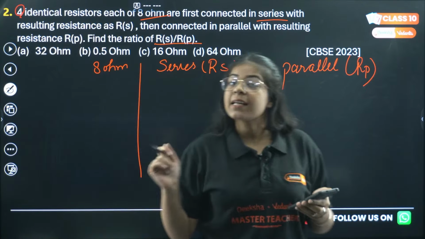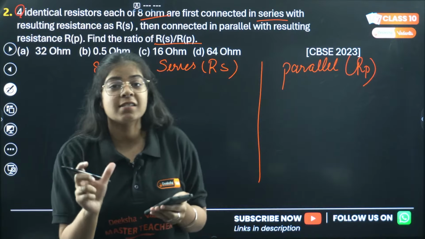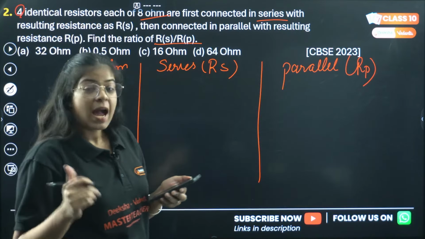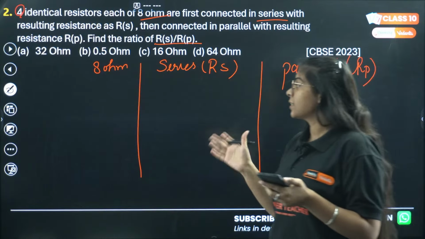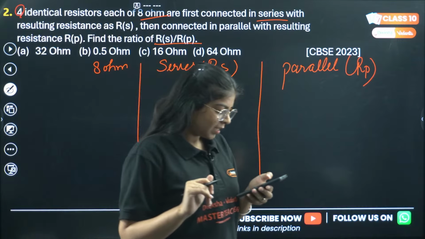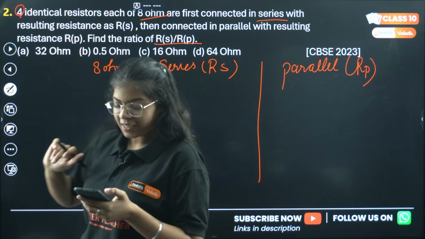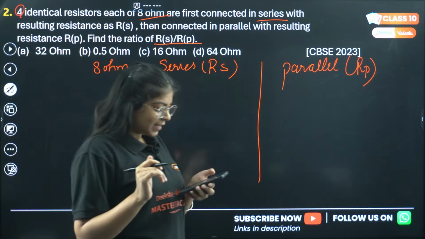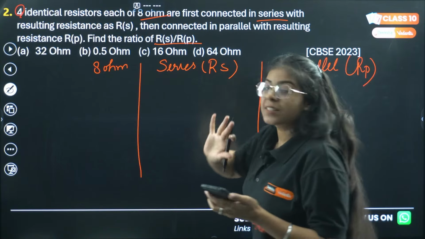First, they are connected in series. So you need to write what is the equivalent resistance formula for series, and then you can write what is the equivalent formula for resistances in parallel. Okay, Rohit is saying C. Anyone else? Hi Hanu. Hi Aditya. Good evening. Anyone else? Okay, let's see the answer.